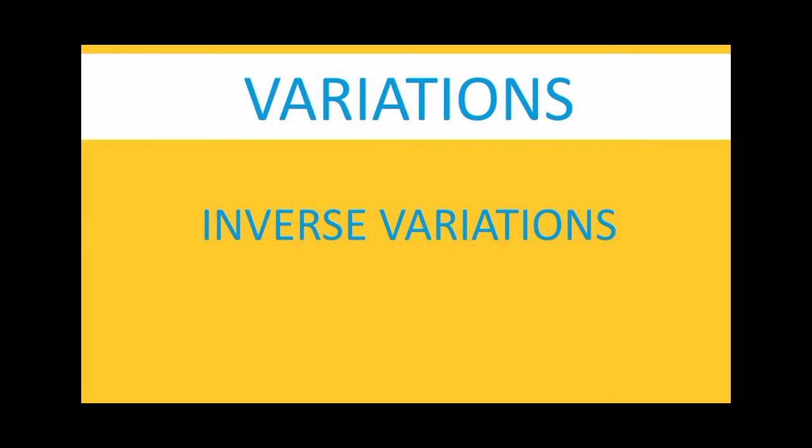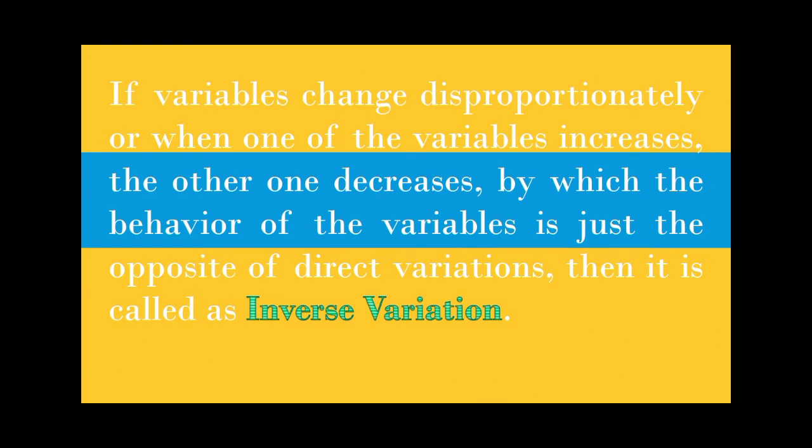Hello everyone. So today we are going to continue with our discussion about variations, and we are going to discuss the second kind, which is the inverse variation. Inverse variation means if variables change disproportionately, or when one of the variables increases, the other one decreases, by which the behavior of the variables is just the opposite of direct variations. Then it is called inverse variations.